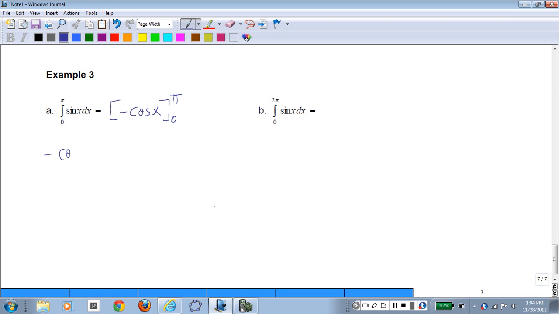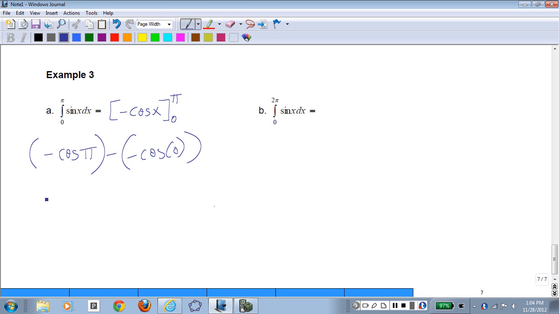Negative cosine pi minus negative cosine 0. It helps to have parentheses there too. Feel free to put them there as well. Not as big a deal. Negative cosine pi minus negative cosine 0. What's the cosine of pi?